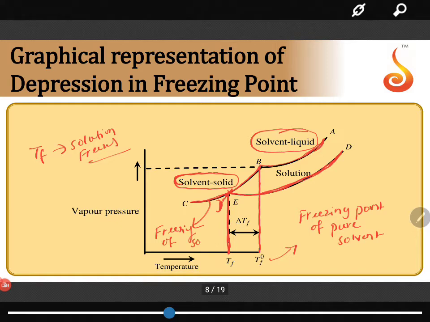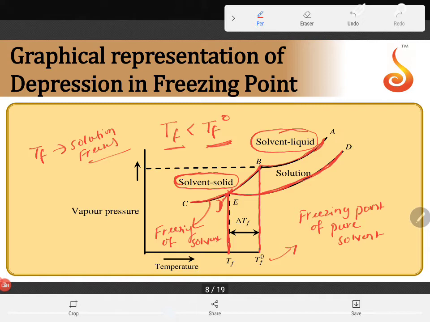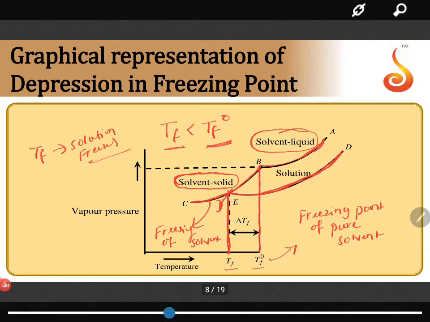Therefore, at any point of time, you see Tf is always less than Tf naught, that is, the freezing point of the pure solvent is greater than the freezing point of the solution. That is known as freezing point depression. The difference between Tf and Tf naught is delta Tf, and delta Tf is called freezing point depression.